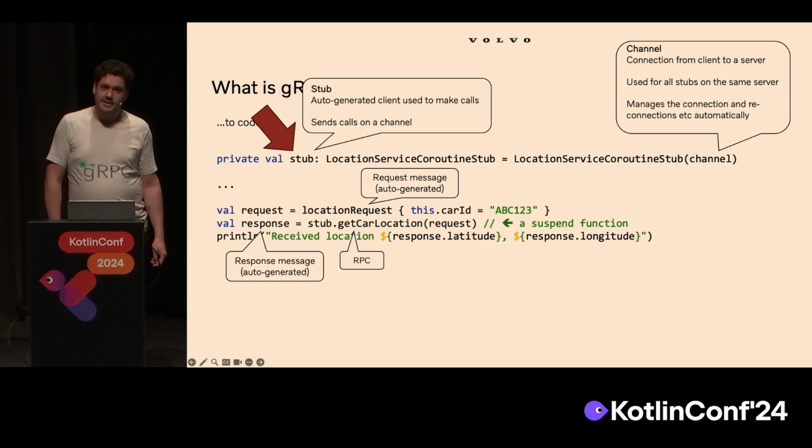We have the stub. This is the auto-generated client code, which we use to make calls on the channel. We have the RPC, which is exposed by each stub. And the RPC has 0 to n request and 0 to n response messages. This is the simplest example with a single request and a single response, what we in gRPC terms call a unary request.